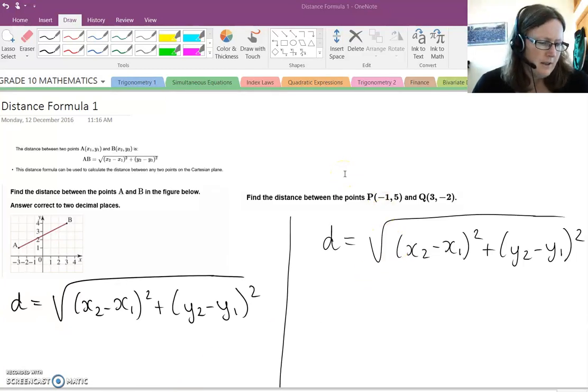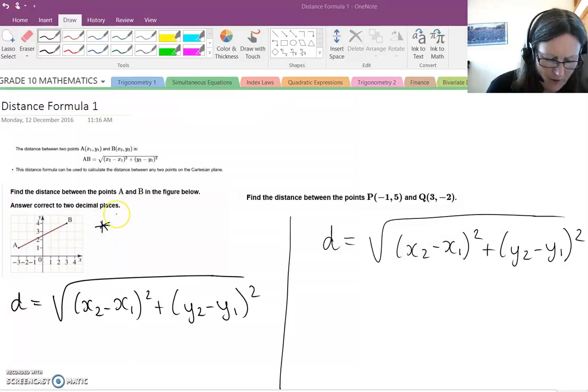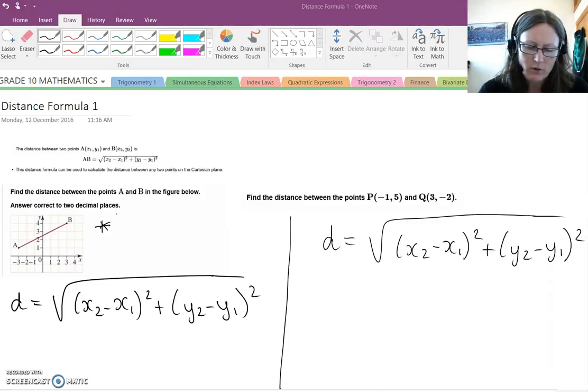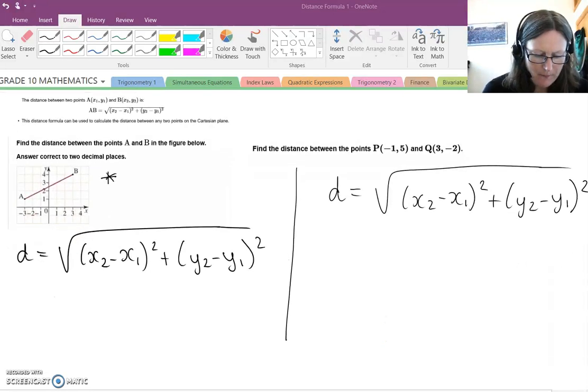The distance formula can be used to calculate the distance between any 2 points on a Cartesian plane. So if you look here at this graph, I've got 2 points, the points A and B, and there's a red line joining those 2 points. And the distance formula is a way I can calculate the distance between those 2 points. So I've written out here the distance formula.